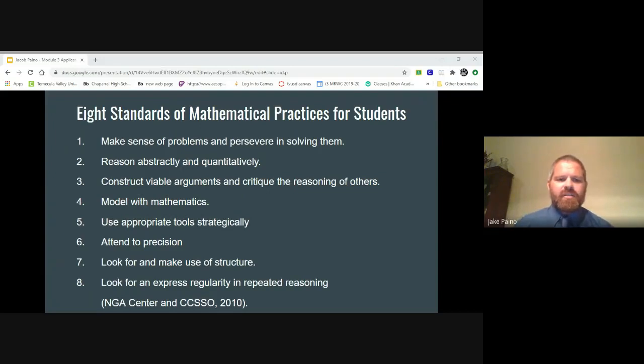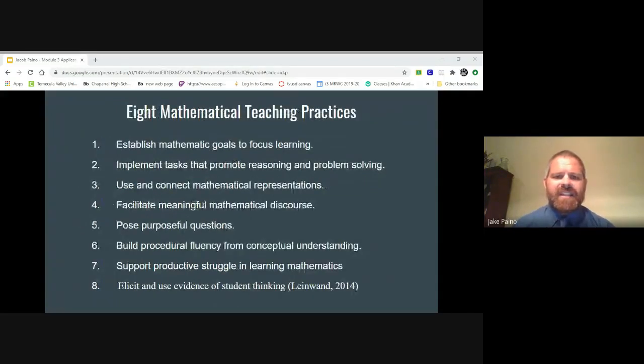And to do this, the NCTM, in their book that we all have a copy of, Principles to Action, state these 8 mathematical teaching practices. So if we are following these 8 practices while designing our lessons and running our classes, then we will be ensured that the students are performing their standards of mathematical practice while learning math.